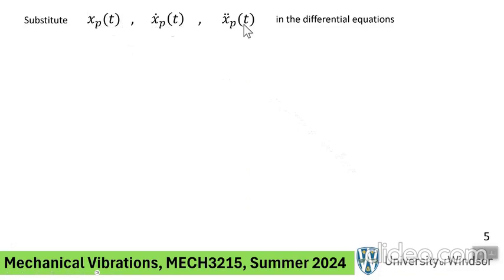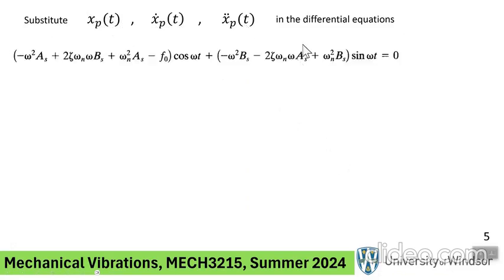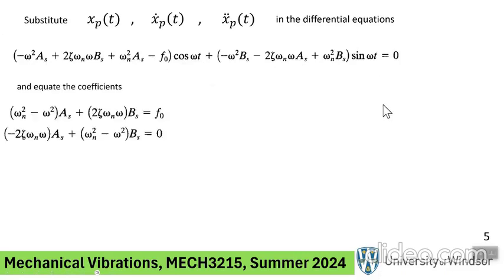Differentiate it twice, plug it in there, clean it up. In other words, put all the things that are multiplied by cosine together, put all the things that are multiplied by sine together, you get this. The only way this can be true is if the first bracket is 0 and the second bracket is 0. And you have two equations and two unknowns. Remember the unknowns were As and Bs? And if you find As and Bs, you have your big X and theta.